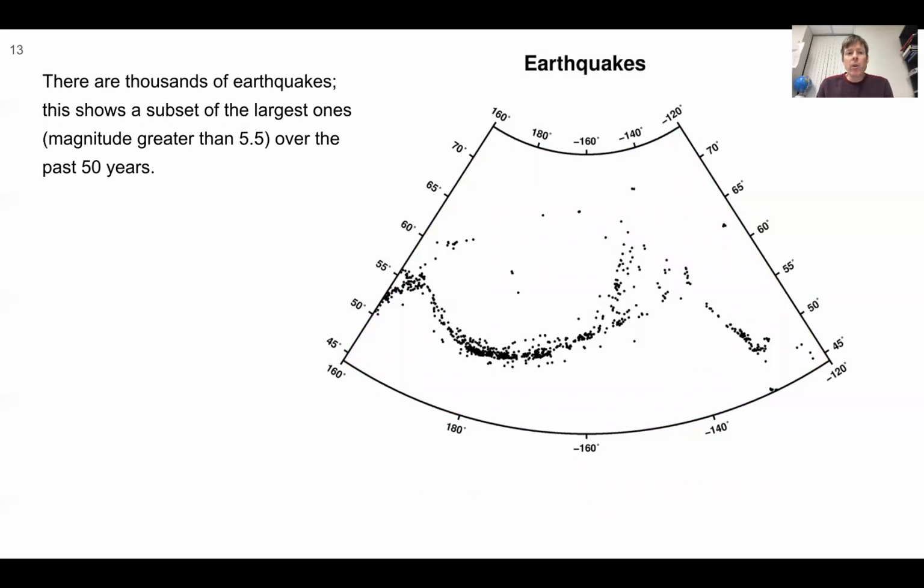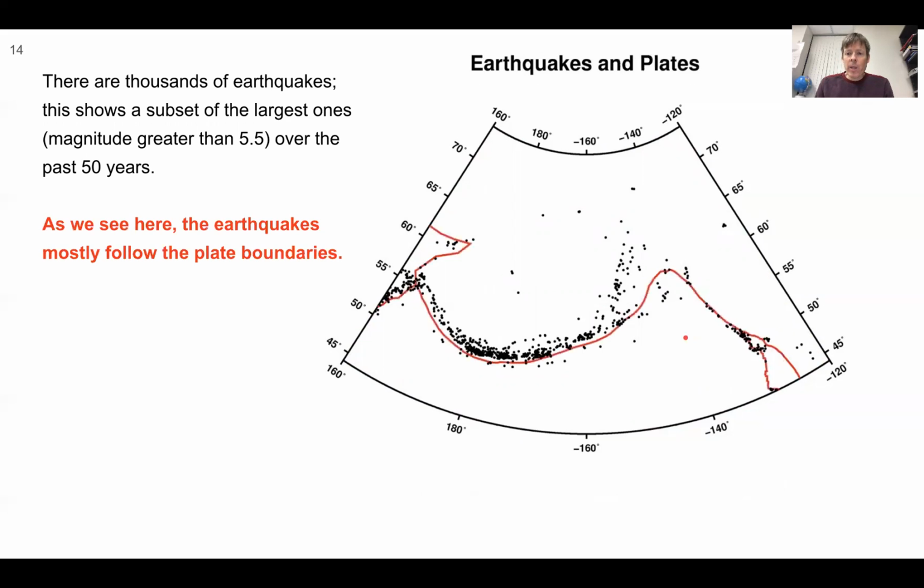There are thousands of earthquakes in Alaska. This shows a subset of the largest ones. These were the magnitude greater than 5.5 over the past 50 years. We can see that earthquakes mostly follow the plate boundaries. They are offset from the boundary here as they are everywhere in the globe. This is related to the fact that most of these are occurring within the plate as it goes down and away from the upper plate. So most of these are actually in the Pacific plate underneath that we see here.